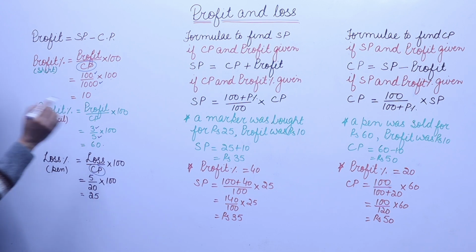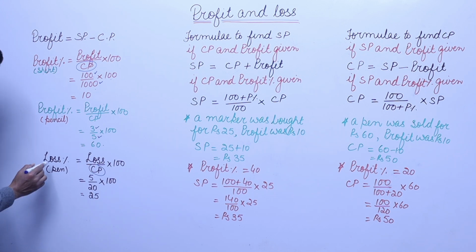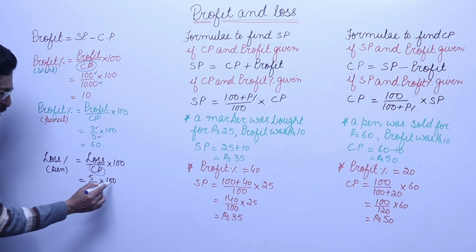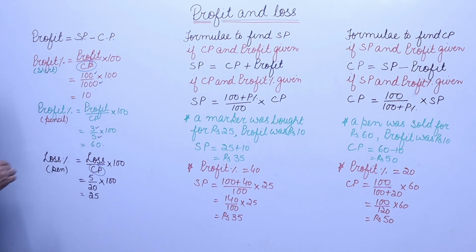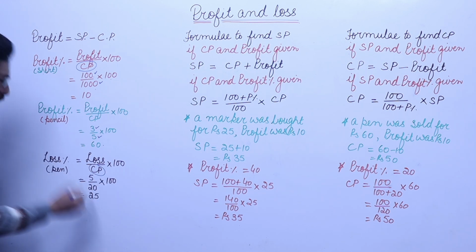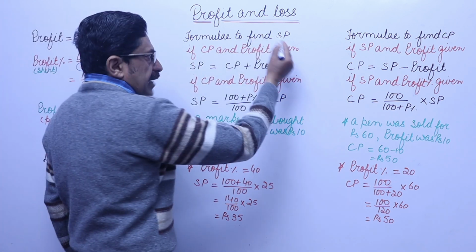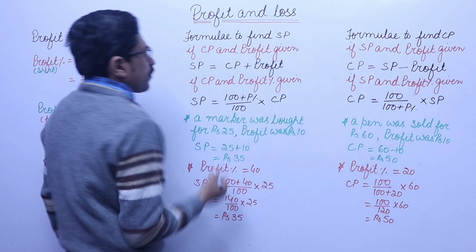Now we have done earlier one example in which a pen was bought for rupees 20 and sold for rupees 15, thus suffering a loss of rupees 5. So in that case, loss percent is equal to 5 over 20 into 100, that is 25. So loss percent is 25. Now formulae to find SP and CP.